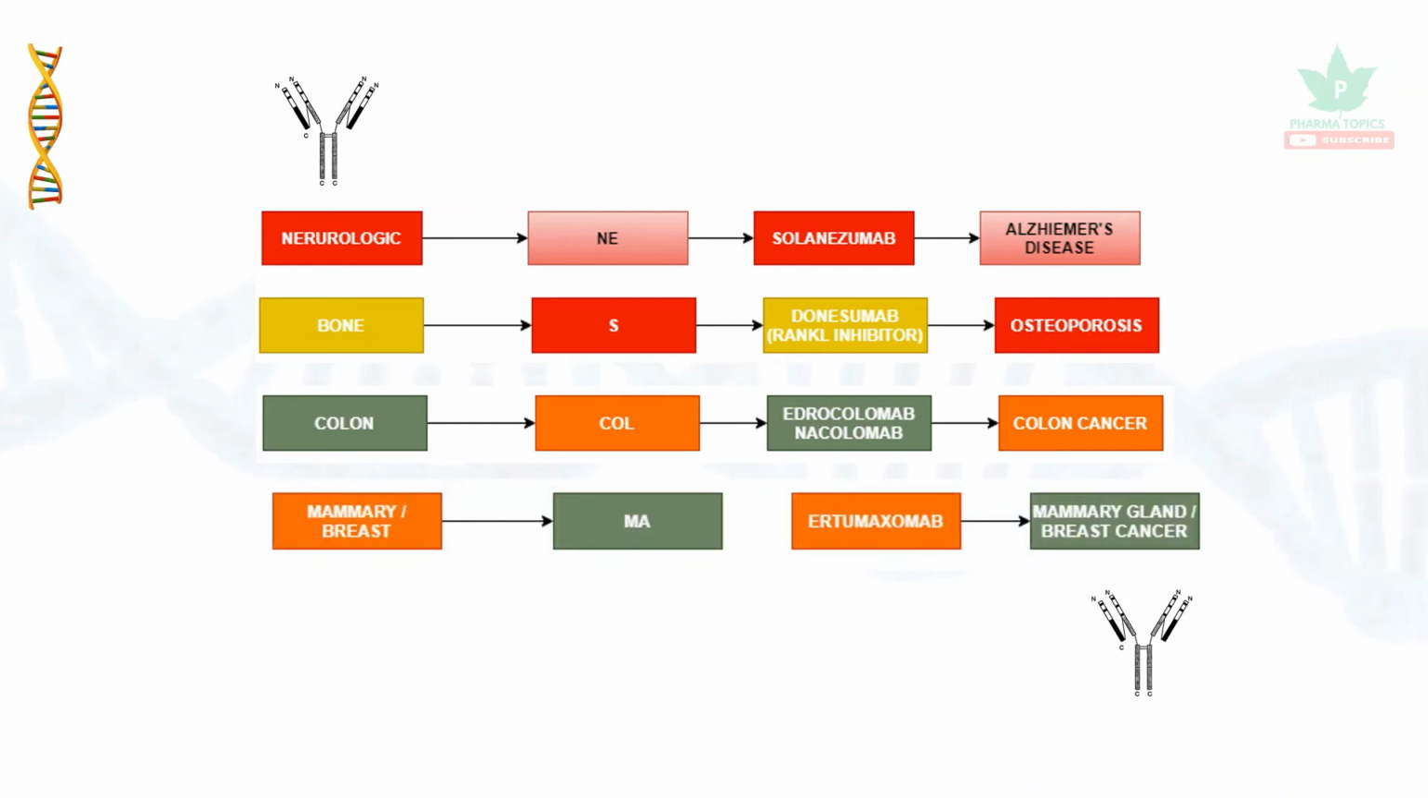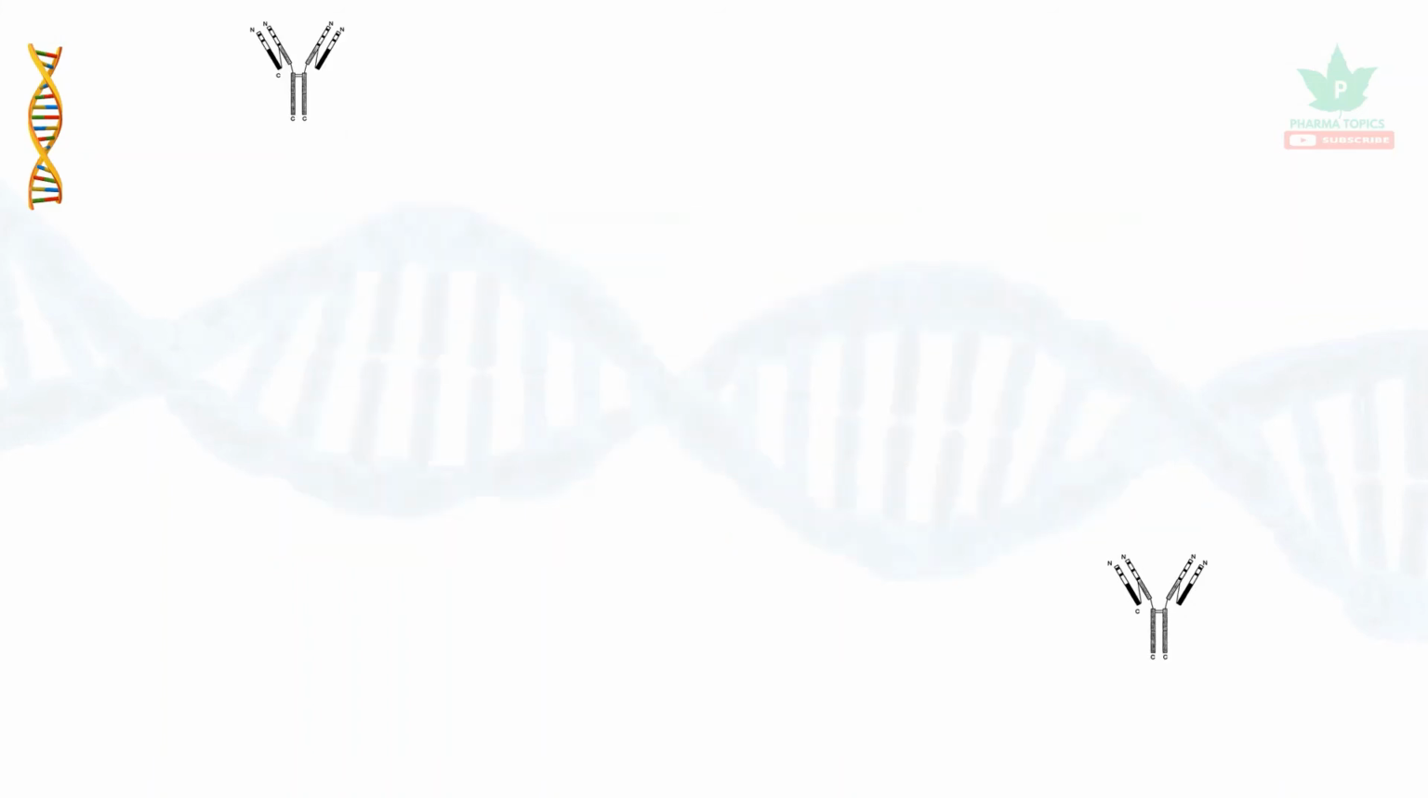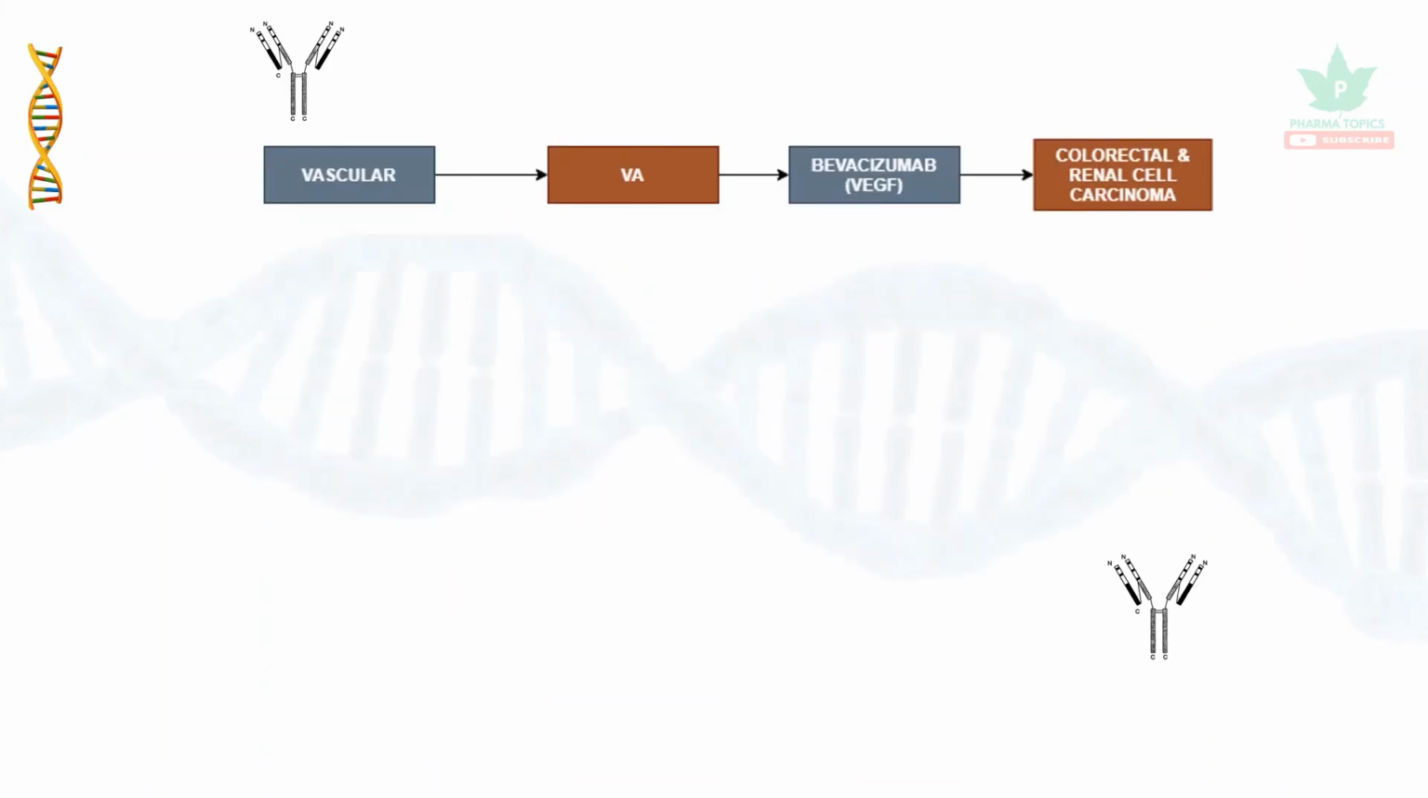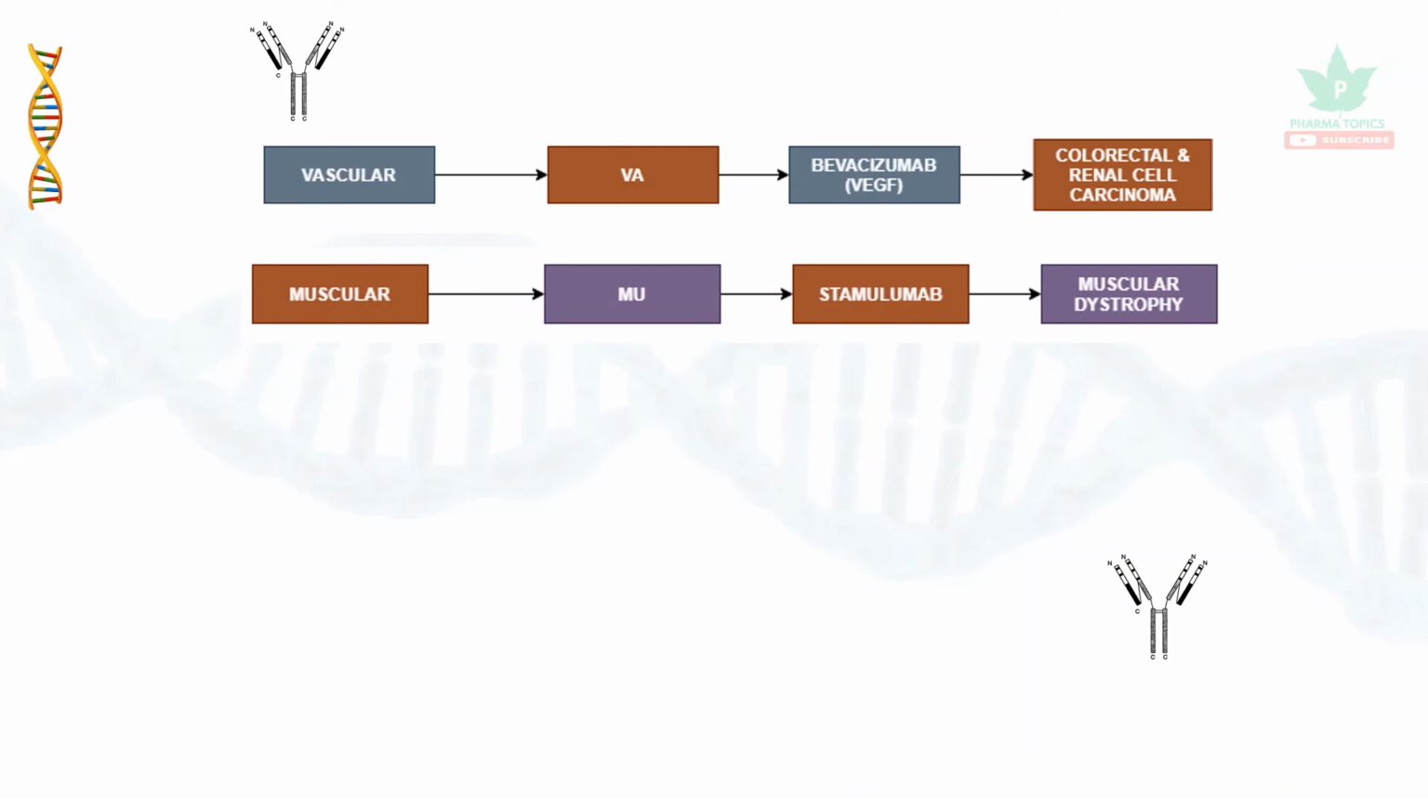Then for mammary glands, ertumaxomab contains MA, given for treatment of mammary gland or breast cancer. Other examples are vascular, which contains the letters VA, bevacizumab given for colorectal and renal cell carcinoma. Muscular contains MU, stamulumab given for muscular dystrophy.